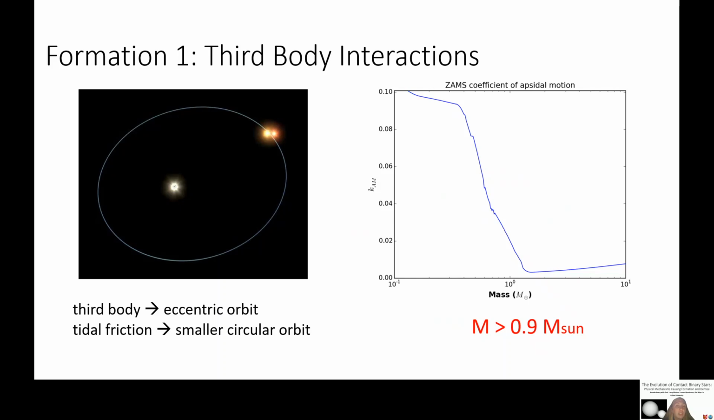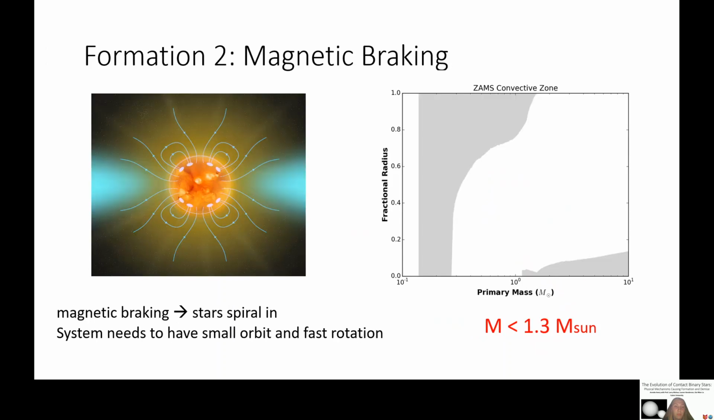The precession rate also increases for smaller mass stars, which is what this graph shows. If the precession rate is too fast, then this process doesn't work and we can't form a contact binary. This rules out primary stars smaller than 0.9 solar masses.